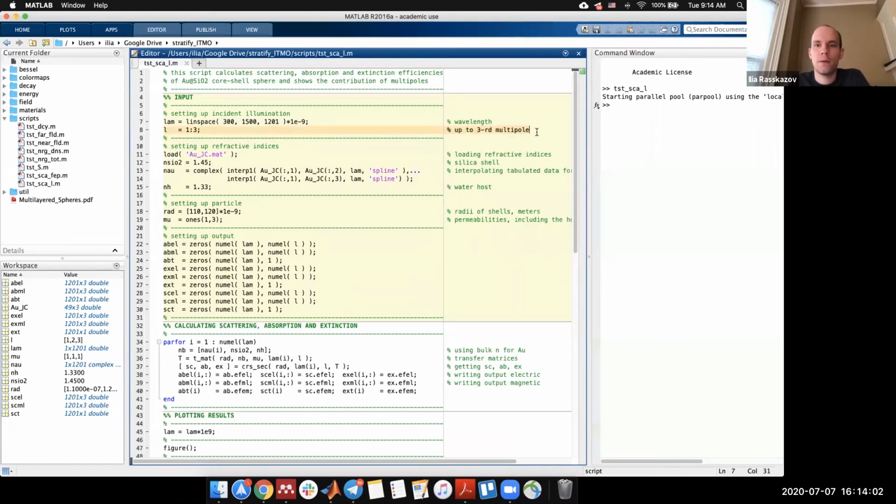In the next line, what I'm doing is introducing the multipoles, how many multipoles I would like to calculate. The trick here is that I can use any arbitrary number. So from 1 to 3, from 1 to 5, from 1 to 10, whatever. From 2 to 3, any integer number. So in this case, I'm using from 1 to 3 multipoles.